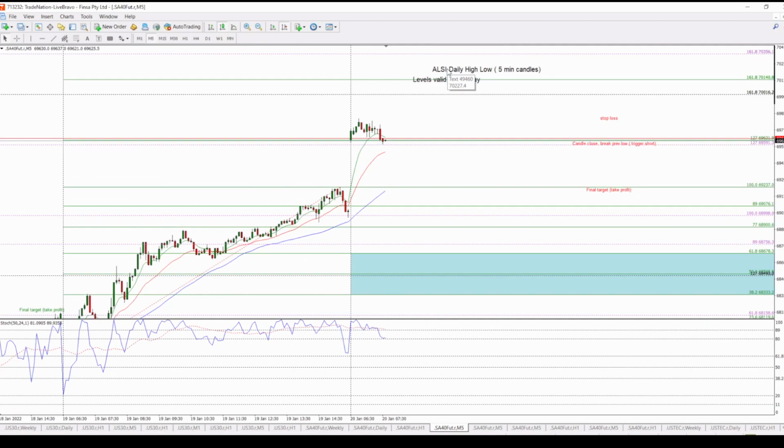For any triggers now, it will only be a candle close below 127, break previous candle low, which will be a trigger short, and we'll be aiming for that 100 level.